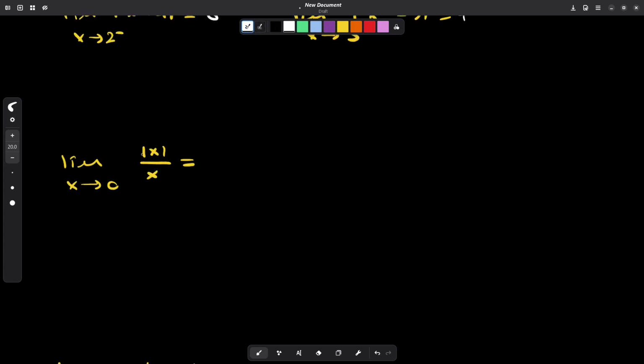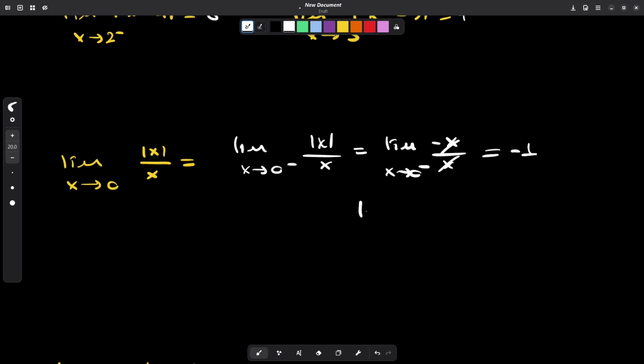Limit of absolute value x over x. Plug it in, 0. Inside of the absolute value is 0. We have to check the limit from the left and the right side. Let's check it from the left first. Since I'm approaching 0 from the left side, I am lesser than 0, which is a negative value. So this limit will be negative x over x as x approaches 0 from the left side. Cancel the terms, negative 1.